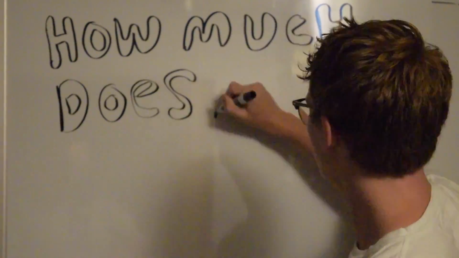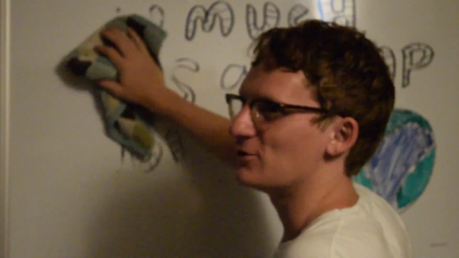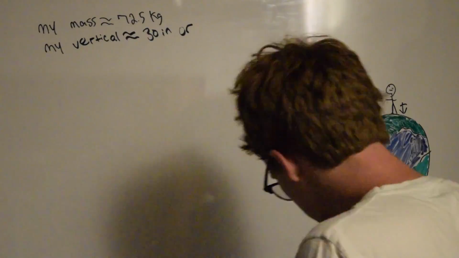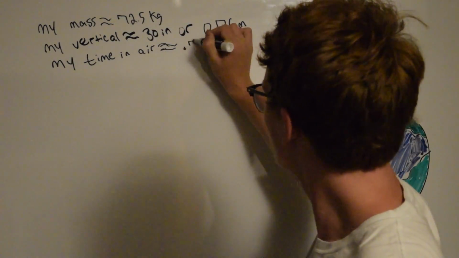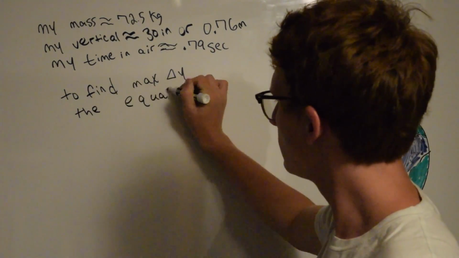So in this video, we're going to be discussing how much a jump moves the Earth. This would be halfway between your jump, when you are the farthest from the Earth, which is when gravity starts to win and the planet and you are pulled back together.